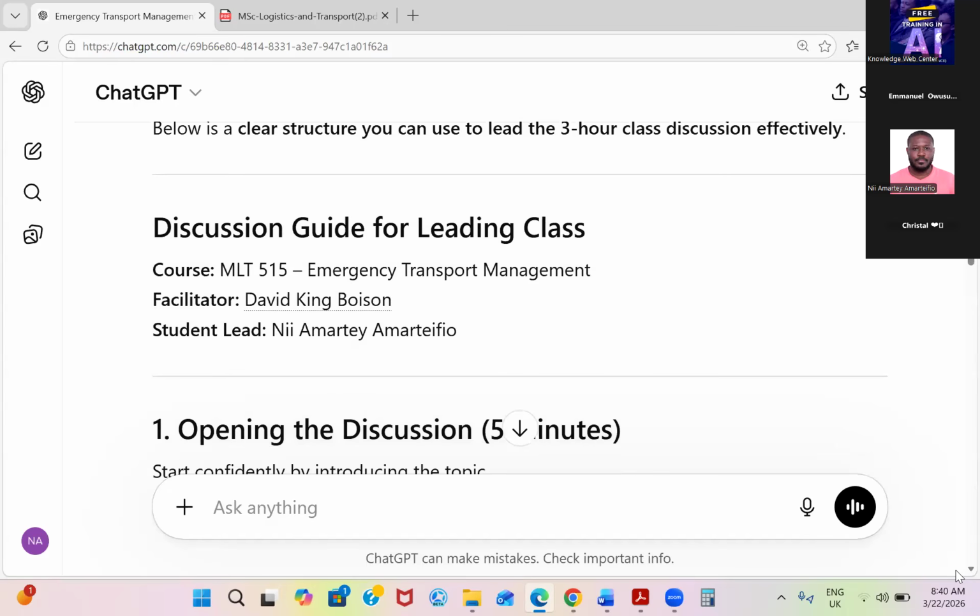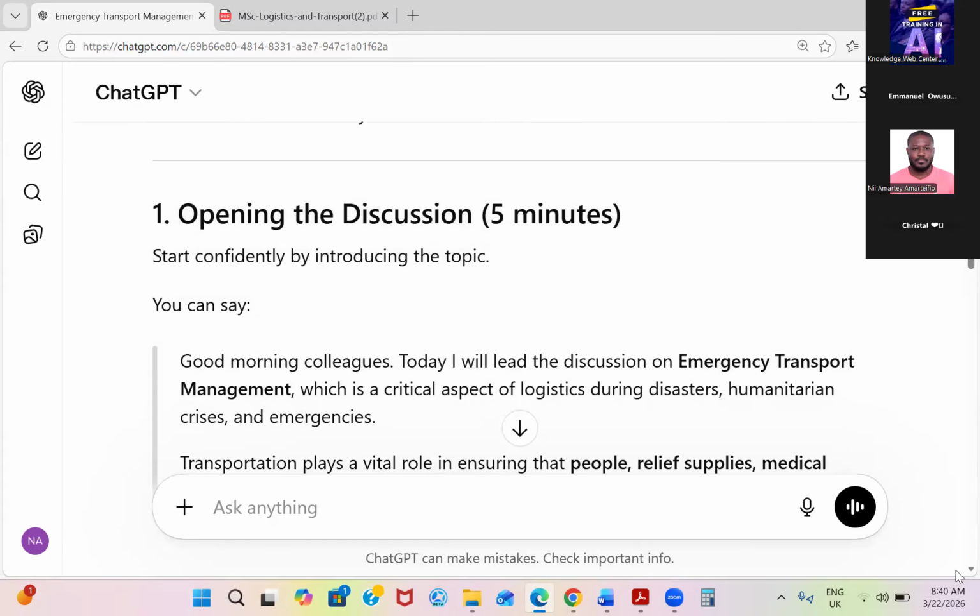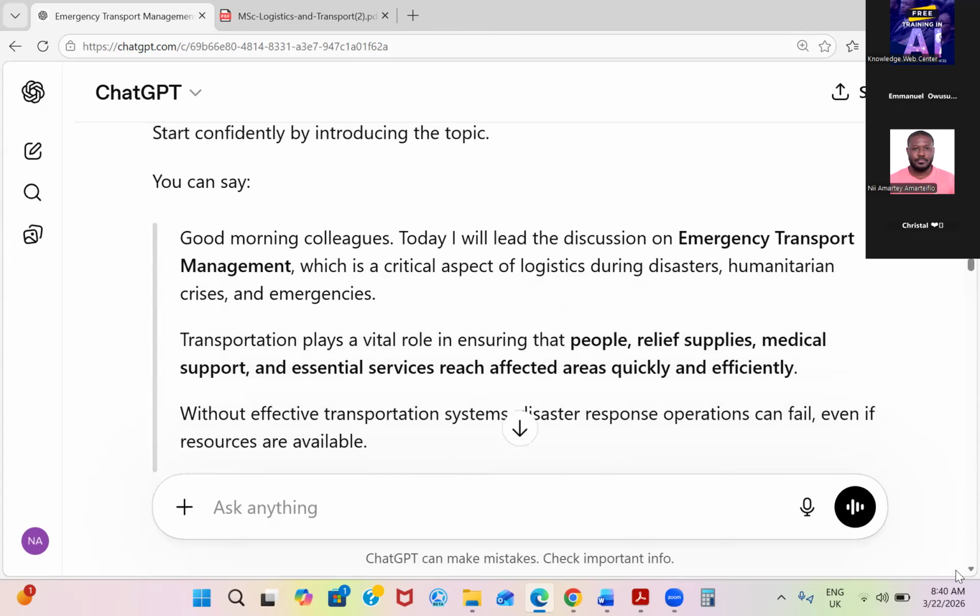Discussion guide for leading the class. MLT 515, emergency transport, facilitator, David King Boyson, leading student, Nii Amartey. Open discussion, 5 minutes. Start confidently by introducing the topic. You can say, good morning, colleagues. Today, I will lead a discussion on emergency transport management, which is a critical aspect of logistics during disaster, humanitarian crisis, and emergencies.